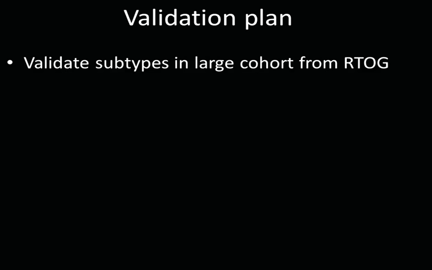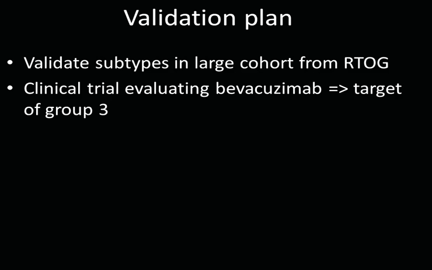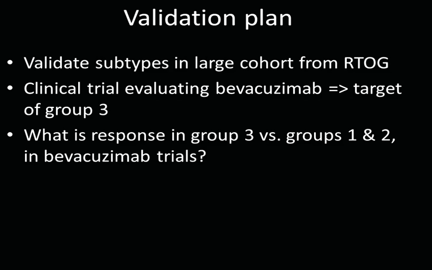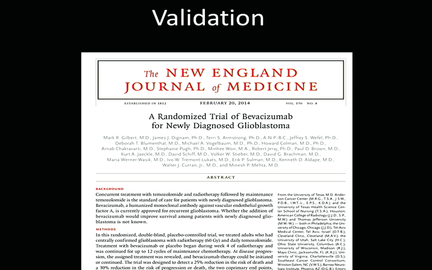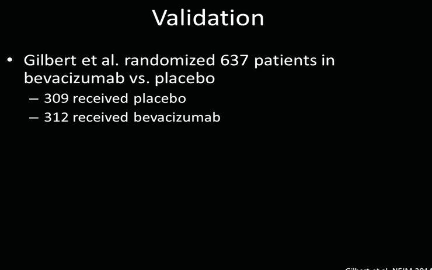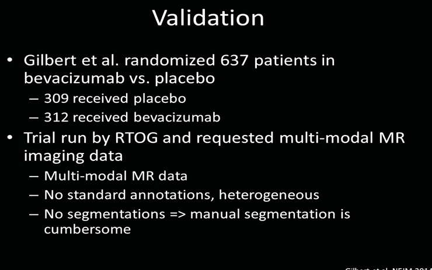So the idea now is that we want to validate the subtypes in a large cohort from a recent trial that was run by the Radiation Therapy Oncology Group, a trial that was evaluating bevacizumab as a target of group 3. So we want to see what the response is in group 3 versus group 1 and 2, and essentially prove this idea of non-invasive diagnostics for treatment allocation. This is the trial that was done. In this trial, 637 patients were randomized, with 312 patients receiving the drug.